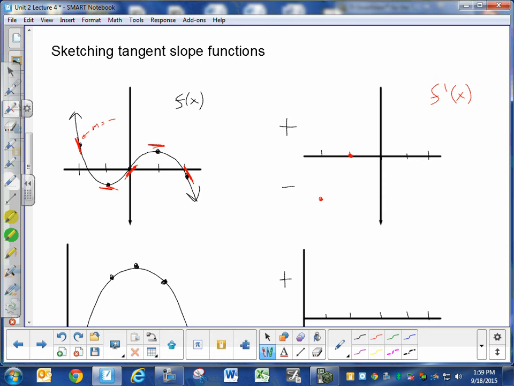And I'm going to keep going. This looks to be positive, the next one. So at 0, I'm going to place a little positive value. Here, it looks like I have another 0. So I'll go back down to 0. And here, we have a negative value.